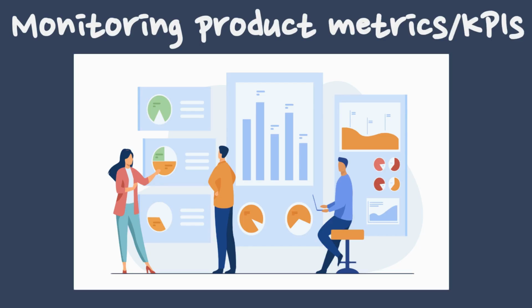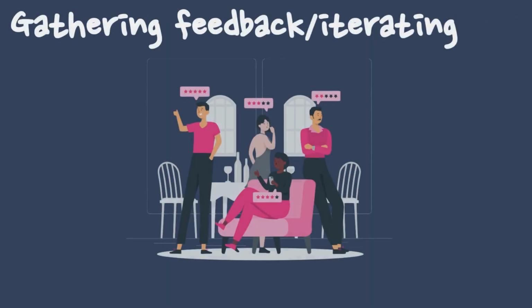To summarize, monitoring product metrics and KPIs is an ongoing process. Make sure your metrics, targets, and tracking mechanisms remain relevant and aligned with your product strategy on a regular basis. Let's move on to gathering customer feedback and iterating.